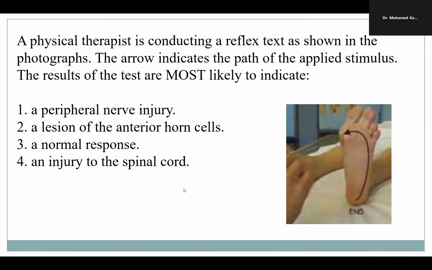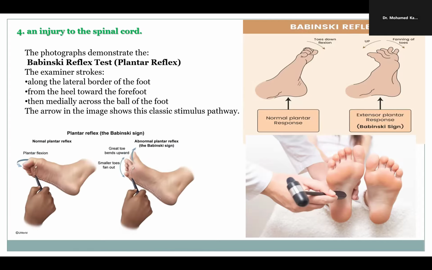So, what is the answer for this question? Actually, this is one of the special tests which we study in neuro, and this is called the Babinski reflex or Babinski sign. This response which we are seeing in this picture indicates there is an injury to the spinal cord.